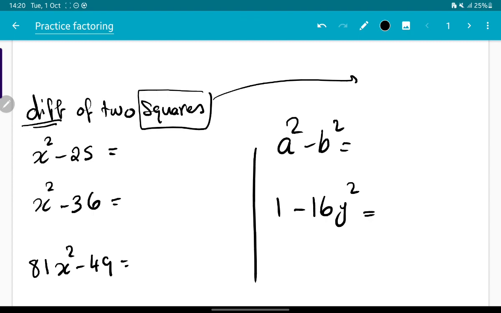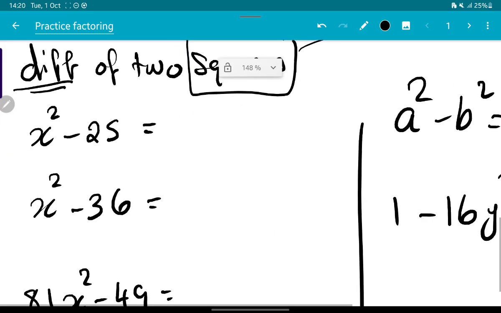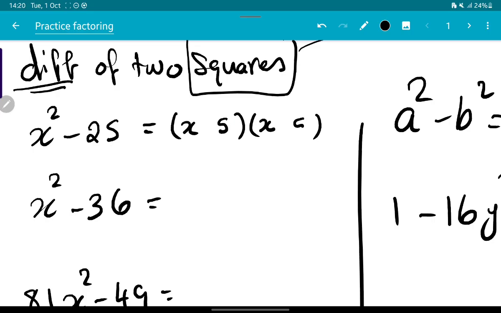Also for expressions we have perfect square expressions, like x squared is x times x. To factorize this we need two brackets. This x squared will be x and x. This 25 is positive 5 and negative 5. You can put negative or positive in any order. So factoring means writing this as a product of two factors.